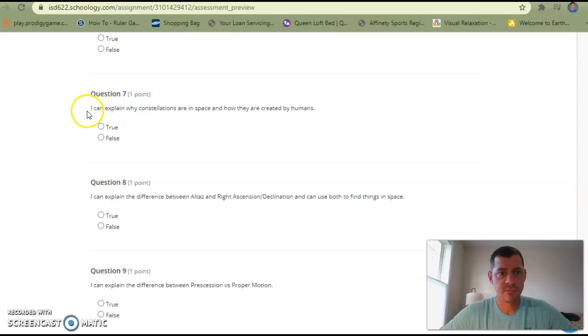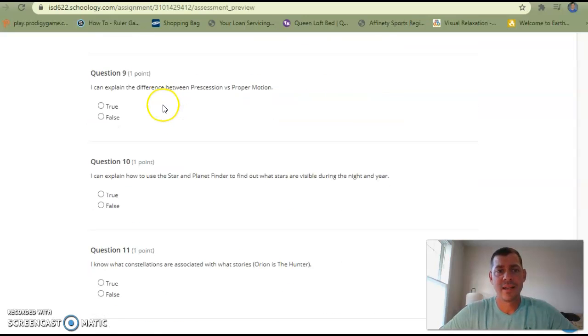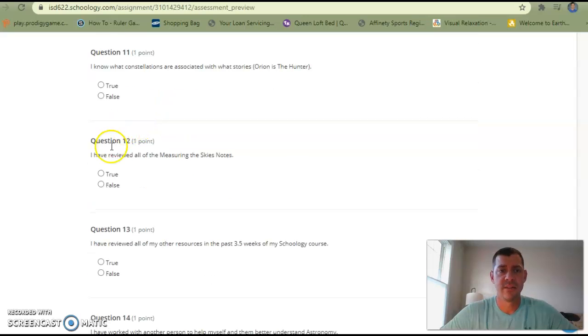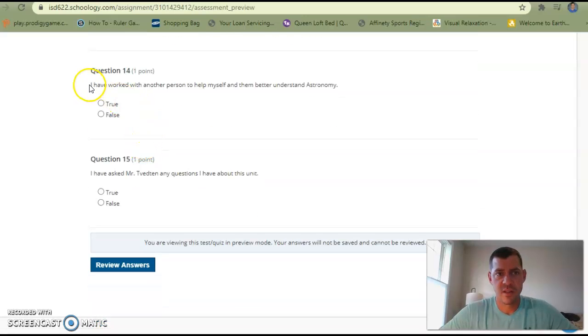And then starting with question 7, like I can explain why constellations are in space and how they're created by humans. So basically, I took the last half of this quiz today and looked at all the things that we had done in class, and if you can truly say, yes, I have done this, then you should be good.